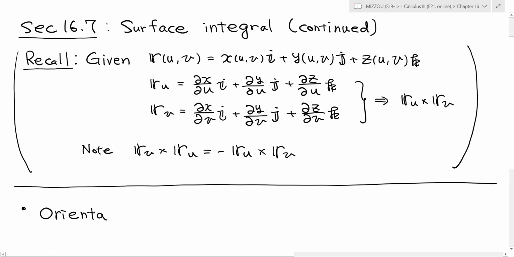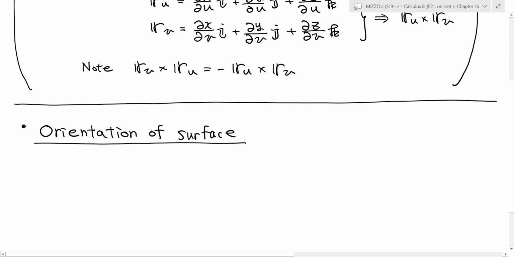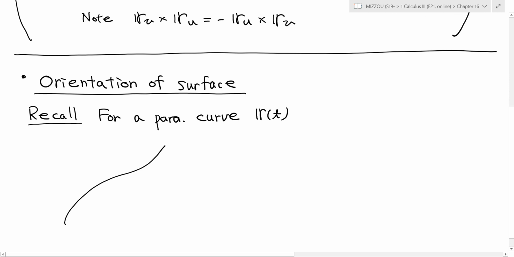That's about orientation of surface. What is that? Well, in order to motivate the idea, let's recall. Suppose you are given a parametric curve of t. Namely, it's a curve like this. And then we have, so to speak, the orientation or direction. That means even if you have the exact same curve, it has two different directions, namely either going this way or the other way.